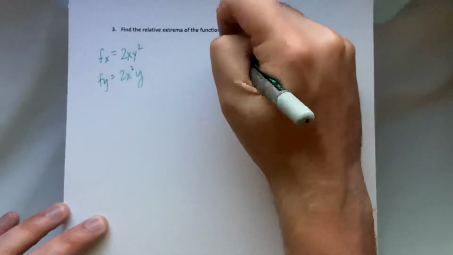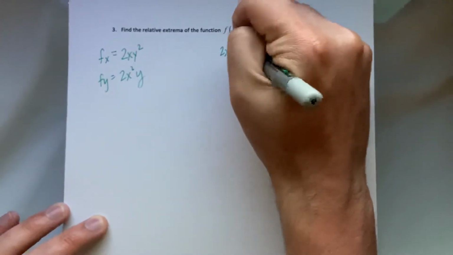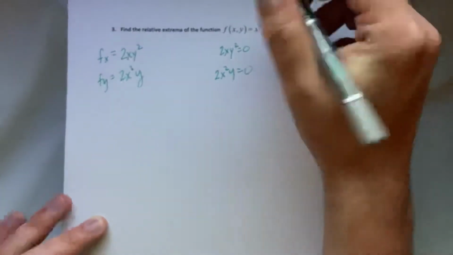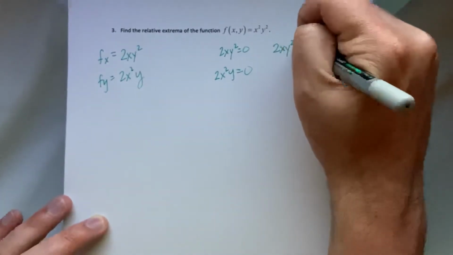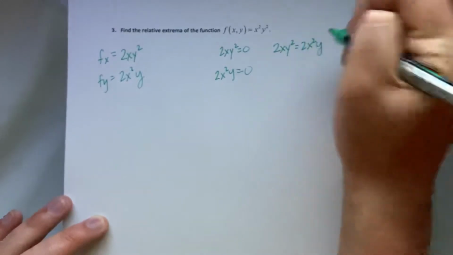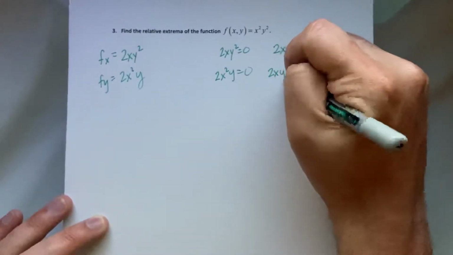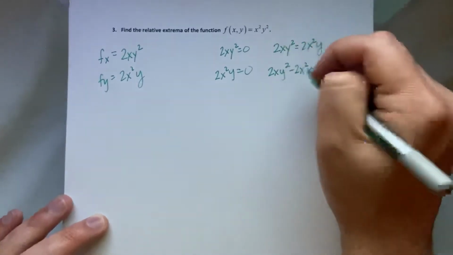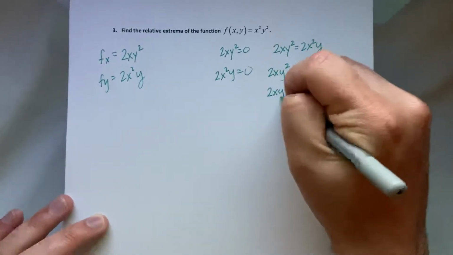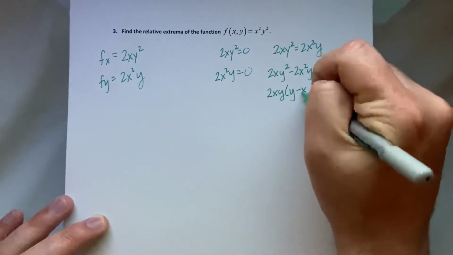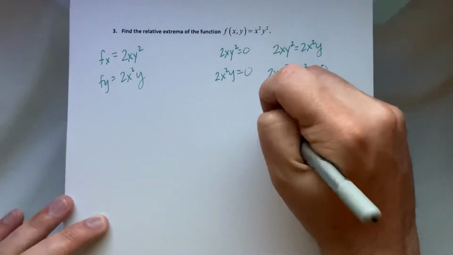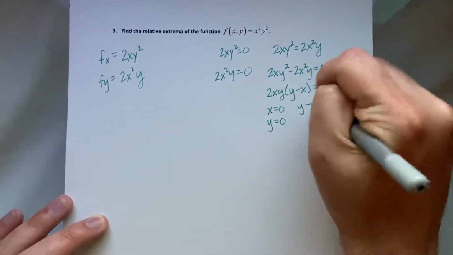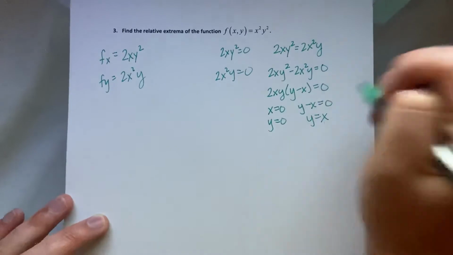When they're both equal to 0, if two things are equal to 0, they're equal to each other. When is 2xy squared equal to 2x squared y? I can subtract them from each other. Factor out a 2 and an x and a y, and you're left with y minus x. So either x equals 0, y equals 0, or y minus x equals 0, which means y equals x.